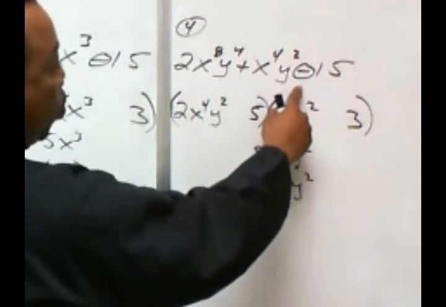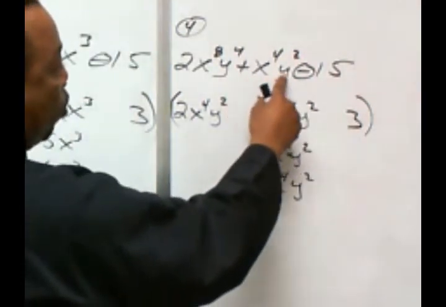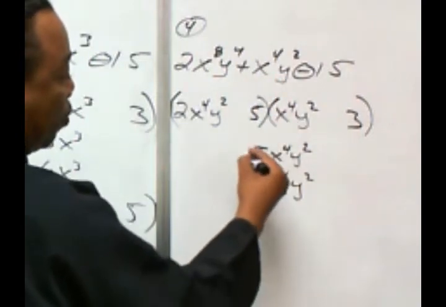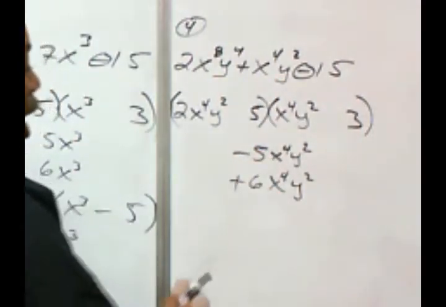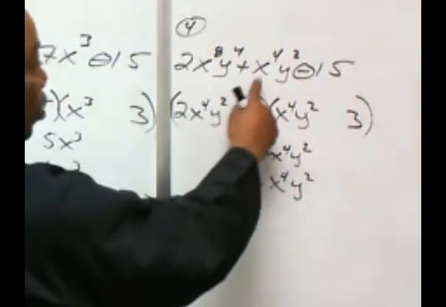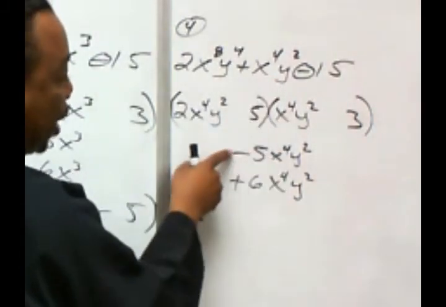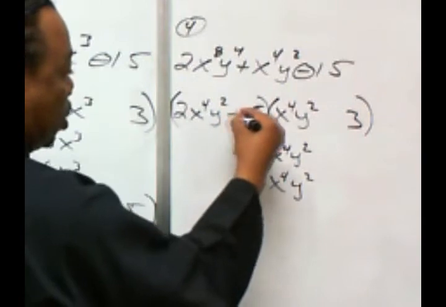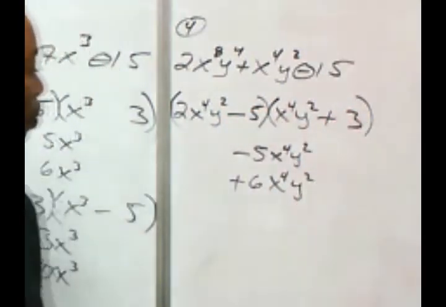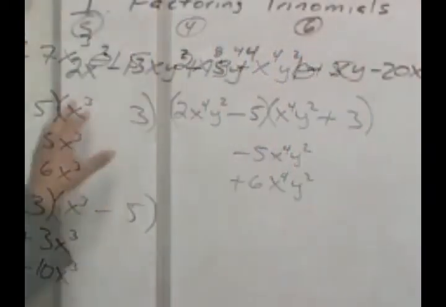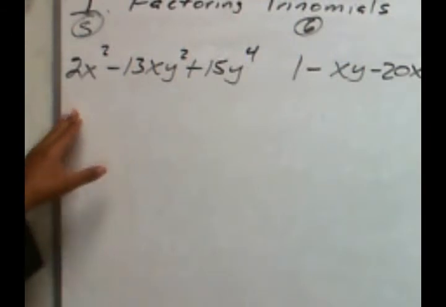Now, if the signs were different, could I get a positive x to the 4th y squared? And the answer is yes. If this was negative and this was positive, I could get the positive x to the 4th y squared. So my signs would be negative, positive, negative, and positive. Next trinomial will be number 5.